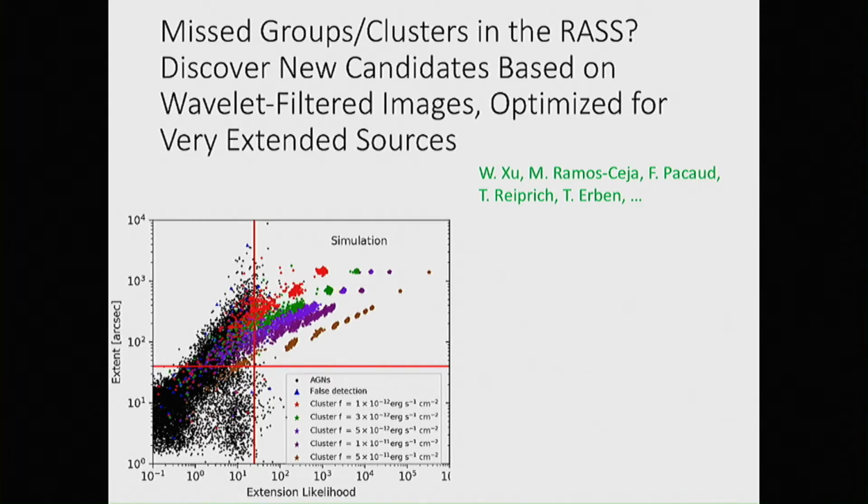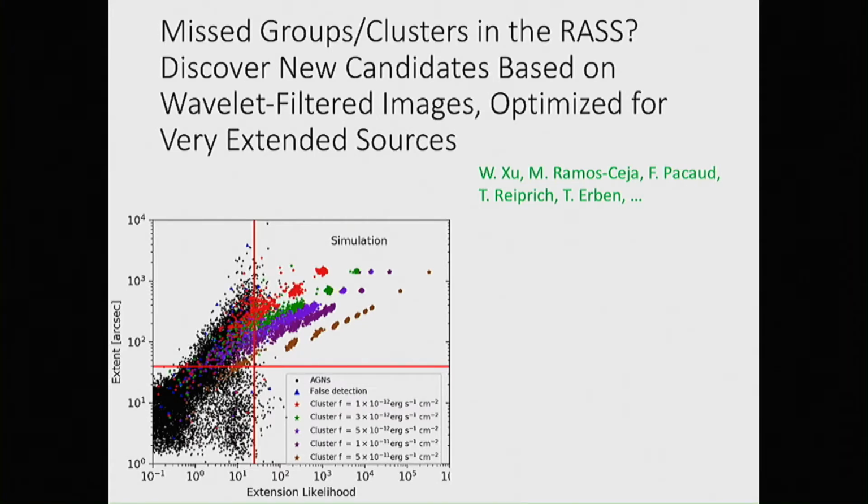And then we decided we are not interested in all of these sources that are close to point sources. We don't need a complete sample. We only want to check whether any clusters or groups have been missed over here. So we decided to put these cuts over here based on the simulations.